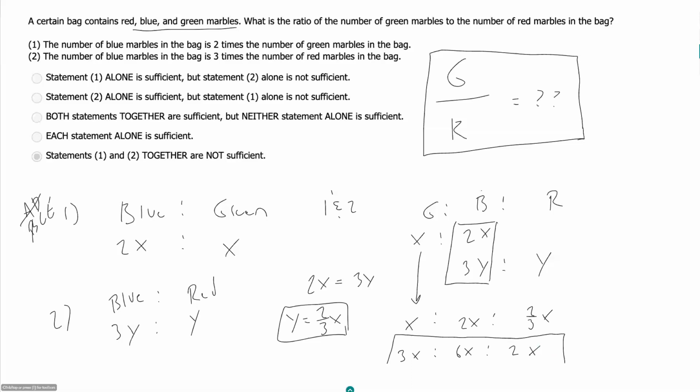red marbles. And based on this, now that I have the same multiplier for everything, green over red is just going to be 3x over 2x. And those x's cancel out. So 3 over 2. And therefore, C is our answer.